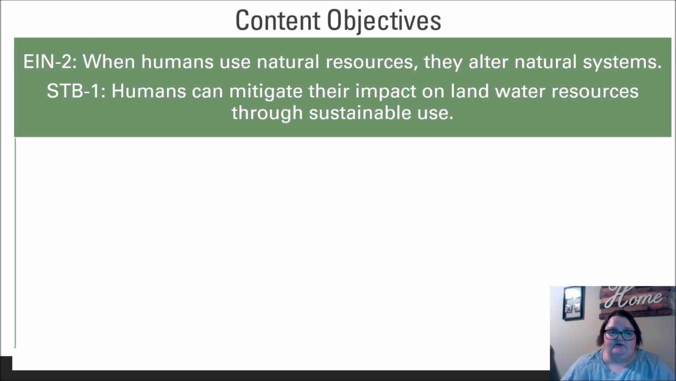To this point, we've talked about environmental and systems thinking, the available resources the Earth provides, and the dynamics that led us to a human population of just under 8 billion. Now we will begin looking at the ways in which that human population makes use of the natural resources provided to us. Here are our content objectives for this lesson. When humans use natural resources, they alter natural systems. And humans can mitigate their impact on land and water resources through sustainable use.